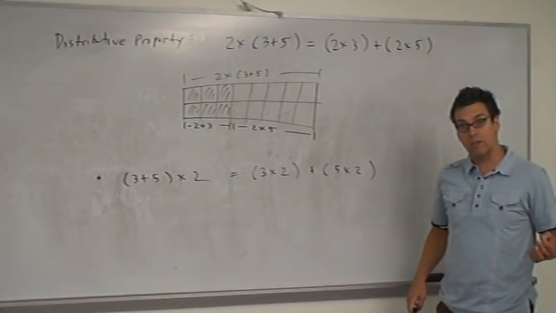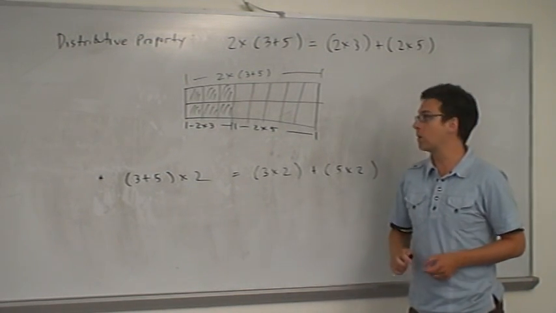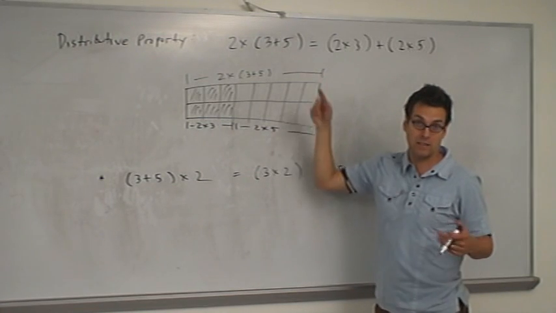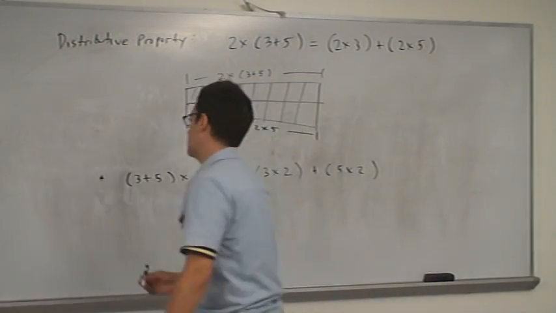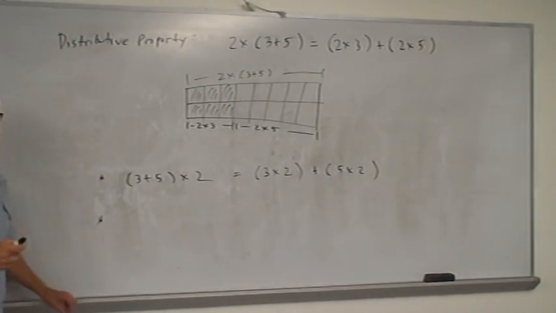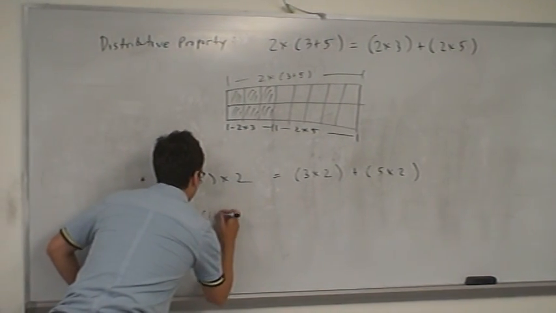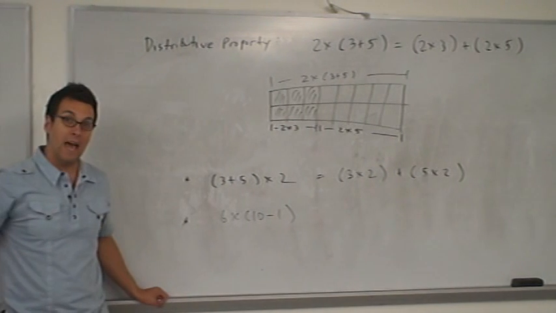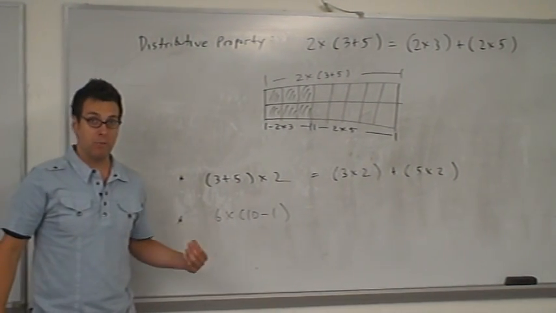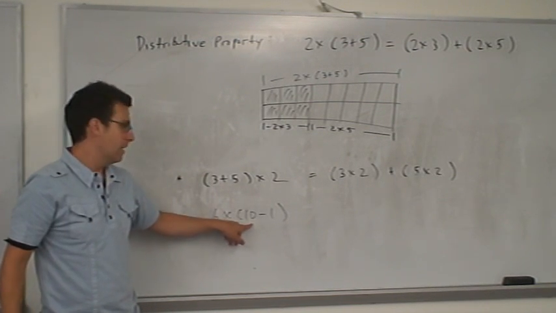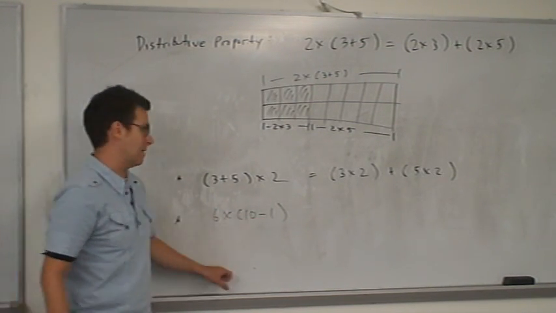It's also worth mentioning that the distributive property works if our operation here is subtraction as opposed to addition. So for example, and this is going to come up when we discuss mental math strategies here in a bit, if you have a problem like, for example, 6 times the quantity 10 minus 1, the distributive property still holds here. This is equivalent to 6 times 10, in this case, minus 6 times 1.